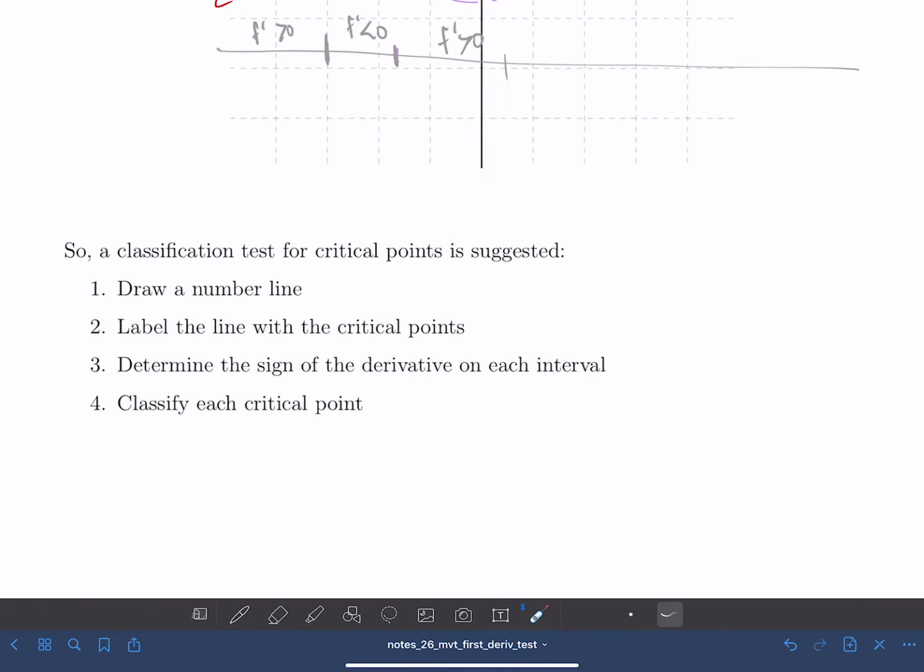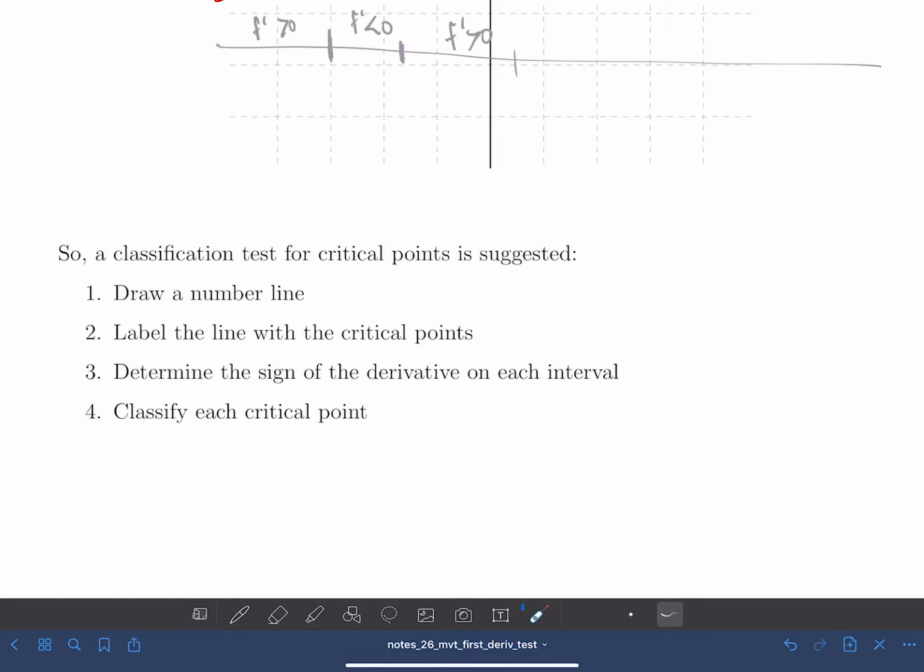So this suggests a test for us, a way for classifying critical points. And so the problem that this solves is essentially: analyze the critical points of f, or maybe find all local optima.